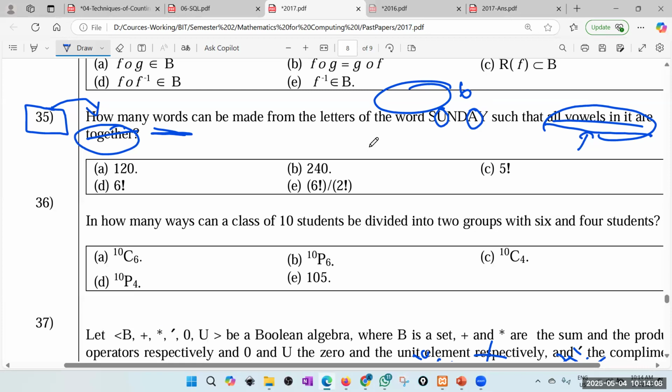So therefore now we have S N D Y okay and UA.